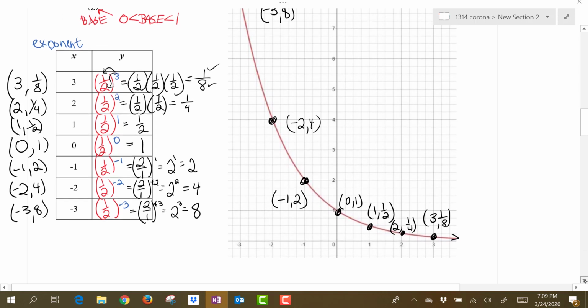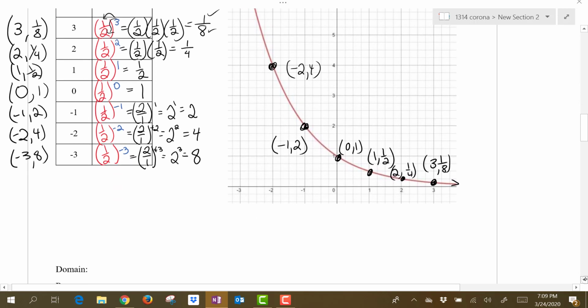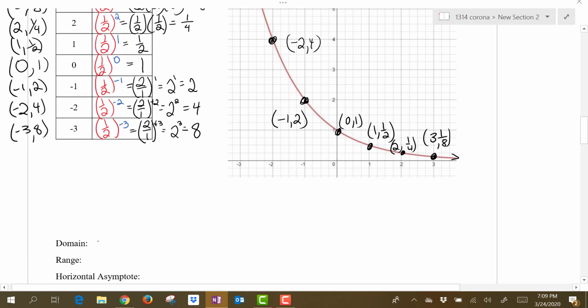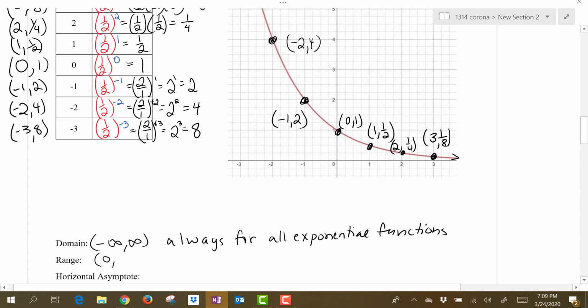Alright, so let's look at our domain and range again. Our domain, all real numbers. Every exponential function always has a domain of all real numbers. So always for all exponential functions. Alright, for the type that we're considering here, the range would be from 0 to infinity, but not including 0.